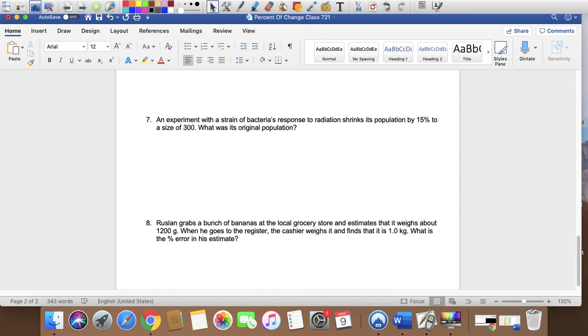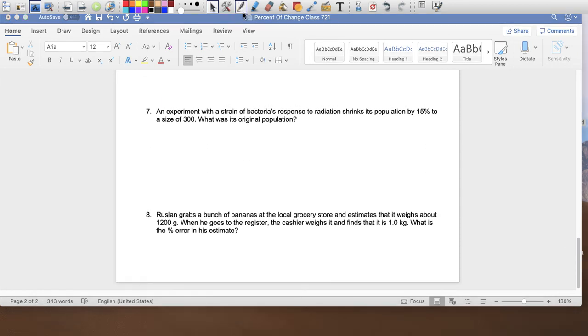7. An experiment with a bacteria strain, the radiation shrinks 15% to a size of 300. So if it shrinks by 15%, I'm left over with 85%, right? So this 300 represents 85% of the population. What was the original population? Well, 0.85 times the original population gives me 300, right? So if we divide both sides now by 0.85, 300 divided by 0.85.